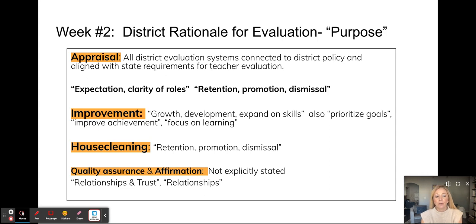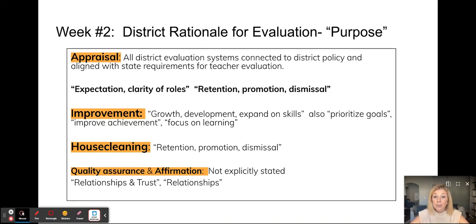I am finished grading and reviewing your analysis of your district evaluation process. And I'm going to use that to reconnect us to the purpose of evaluation and supervision. And so I read through the different handbooks or rationales, and three of the five Marshall rationales were very clearly illustrated in all of those rationale statements.